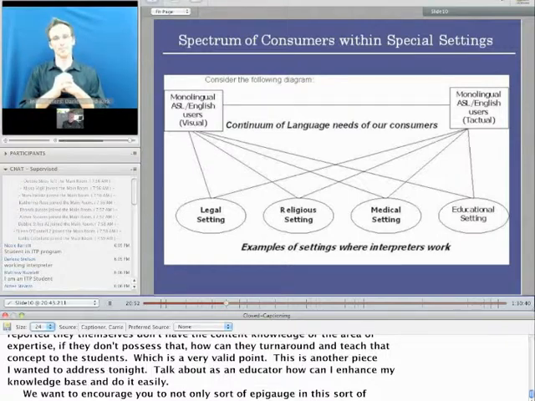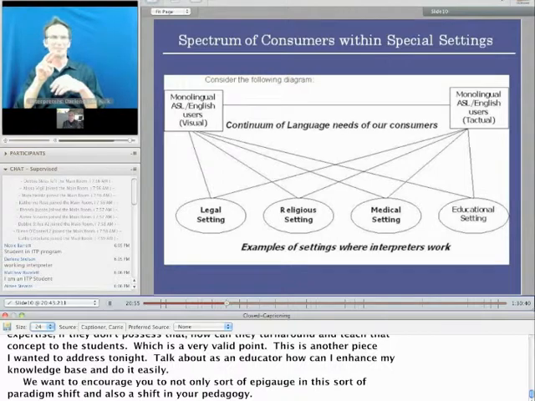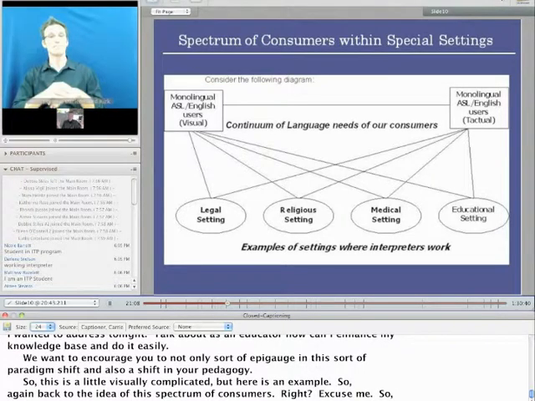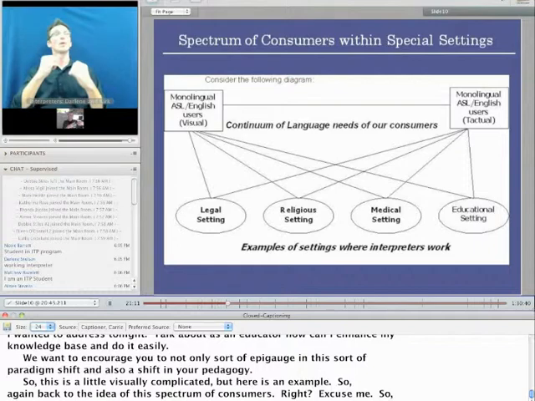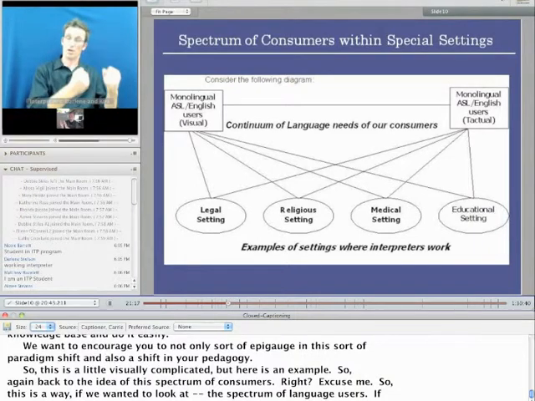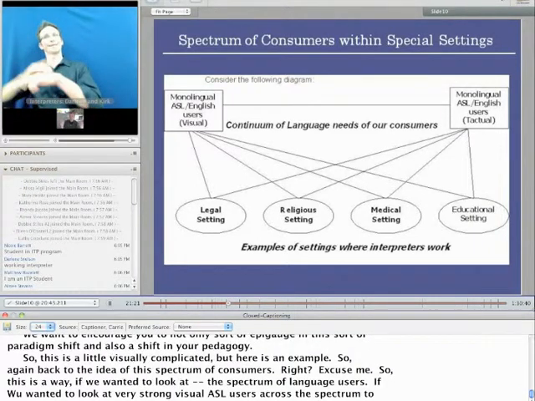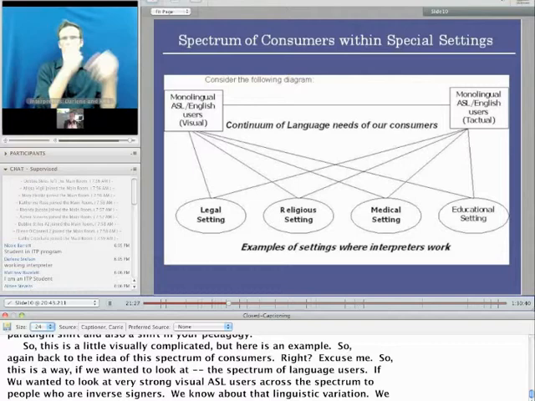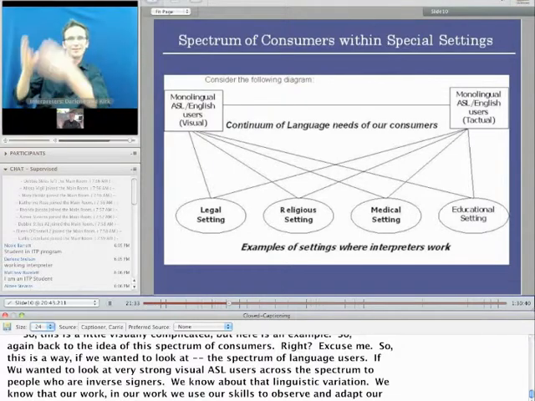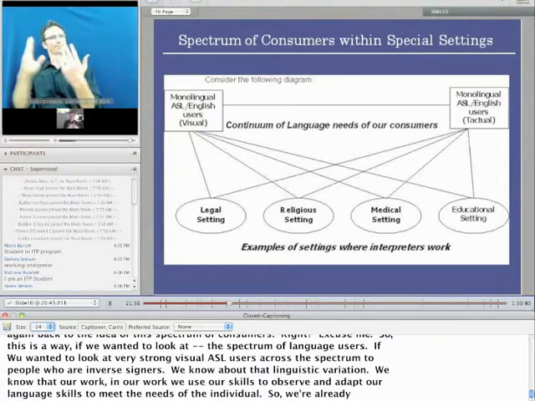So this is a little visually complicated, but here's an example. Back to the idea of this spectrum of consumers, right? This is a way to look at the spectrum of language users, from very strong visual ASL users all the way across the spectrum to people who are very straight English signers. We already know about that linguistic variation, and we know that in our work, we use our skills to observe and adapt our language skills to meet the needs of the individual. So we are already working across a spectrum in terms of language access and linguistic access.